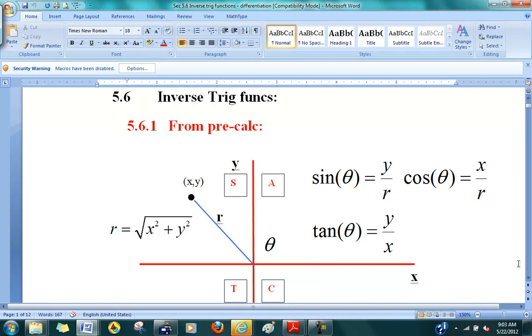And the way I'm going to do this is, today it's going to be all pre-calc, and then tomorrow it's going to be all calc. So a lot of the stuff today is review. We start out with this first slide, which comes straight out of my pre-calc notes.